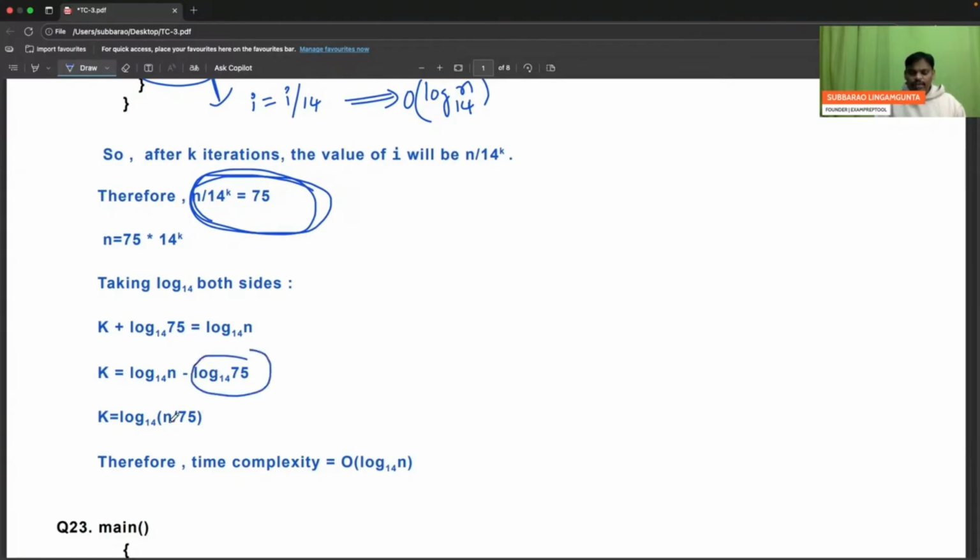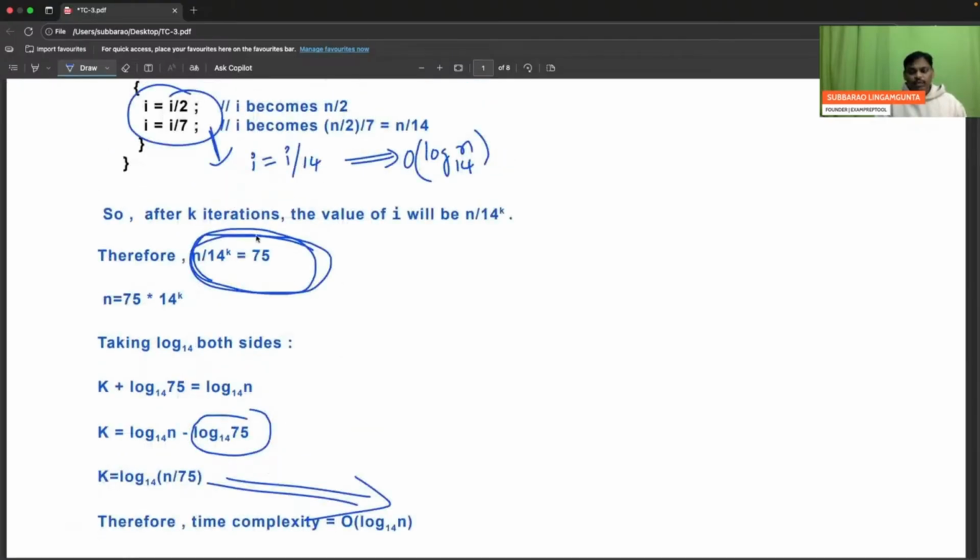Finally, the answer is going to be, if you observe clearly, a log a by b formula kind of thing. It became log n by 75 base 14. Indirectly, it is going to be log n base 14 only. Simple. No need to do this much work. I gave the proof for your convenience. Every time you are dividing by 14, always 14, 14, 14, 14. So answer is log n base 14.